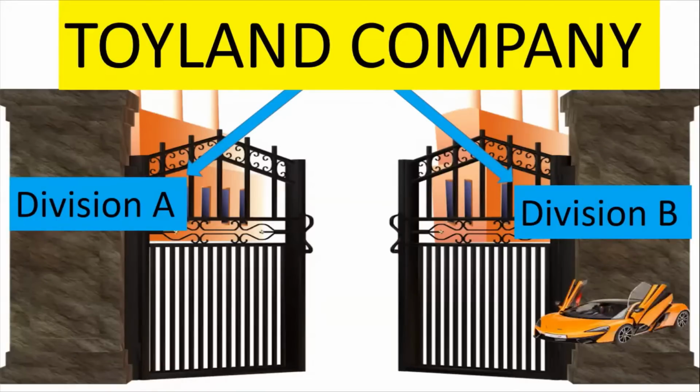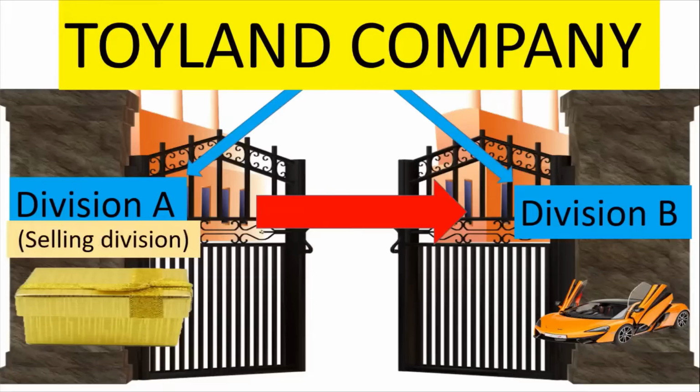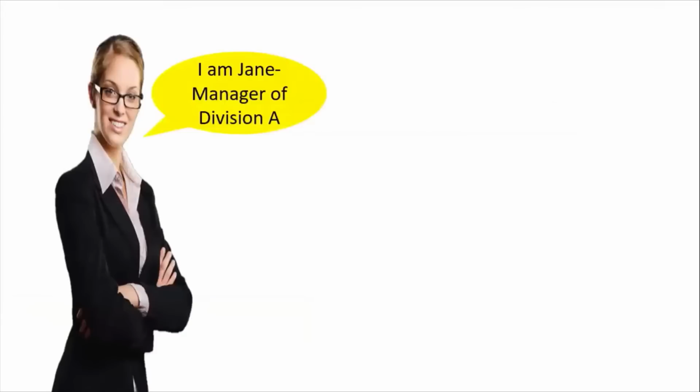Division B makes toy cars and Division A makes fancy boxes for packing these toy cars, which means that the product of Division A is required by Division B. That is, Division A is the selling division and Division B is the buying division. Now let's go inside and meet the divisional managers. I am Jane, manager of Division A.